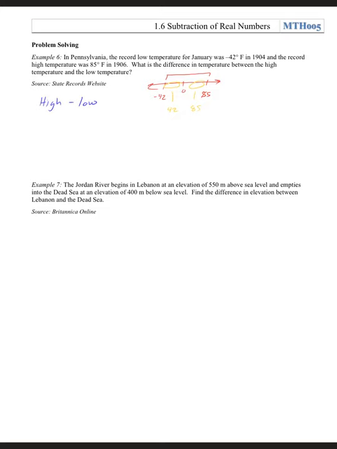So we want to think of it in terms of this problem. What's the high temperature? Right, it's 85. And we need to subtract the low. What's the low? Right, it's a negative 42 degrees. How do you handle minus a negative? Right, that's where the addition comes into play at. So then we have to take 85 plus the 42. And when we do that, we get 127. So the difference was 127 degree difference between the high and the low.